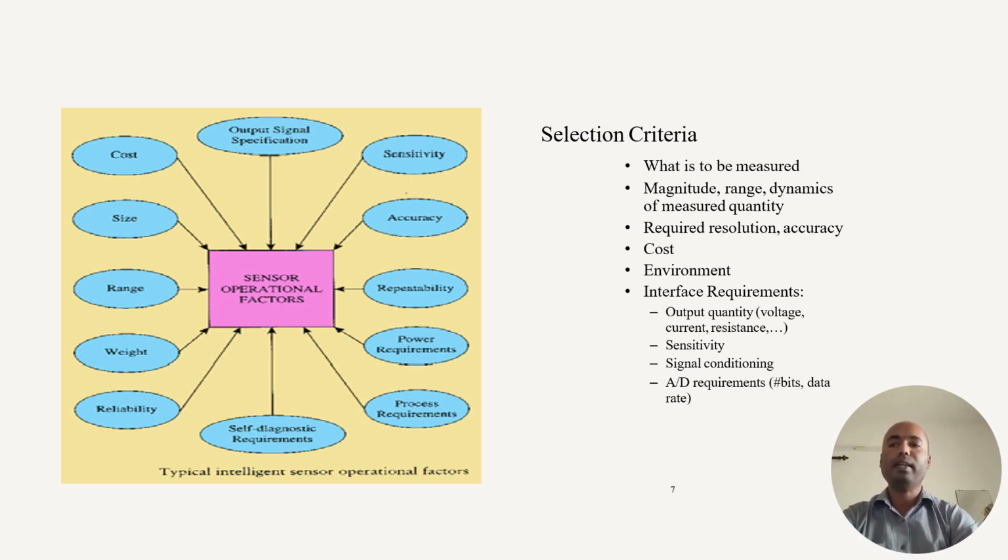Then next thing is weight of this particular component. It must be lesser in weight so that we can provide a better power to weight ratio also. Then range of the particular thing.